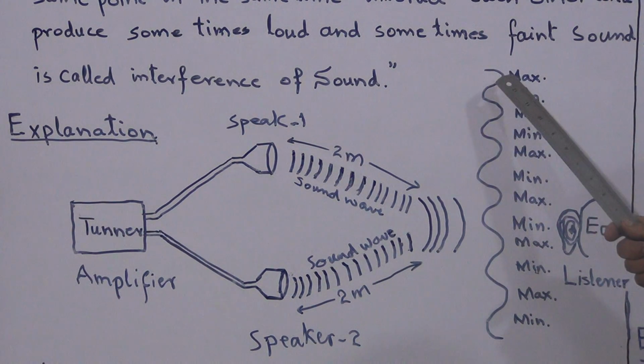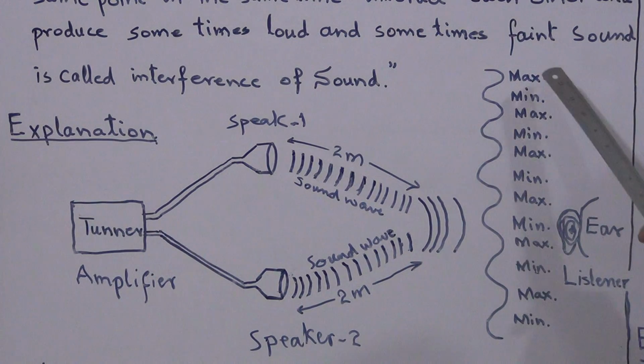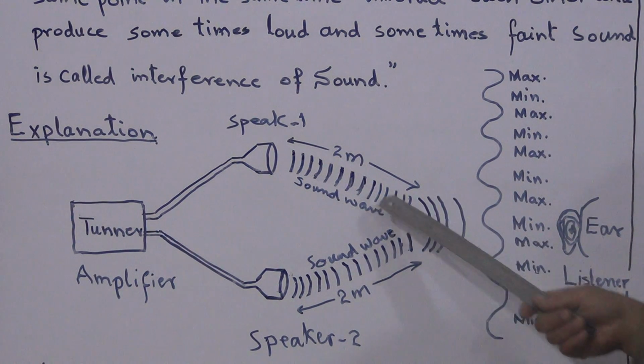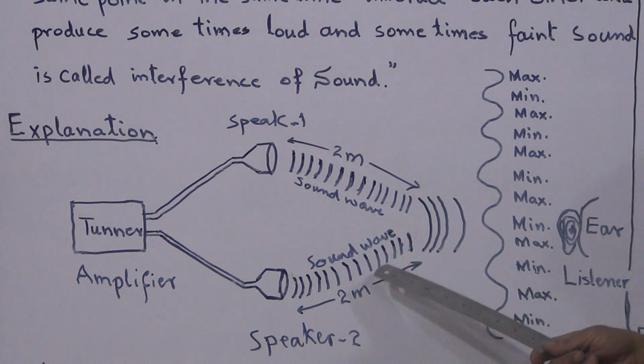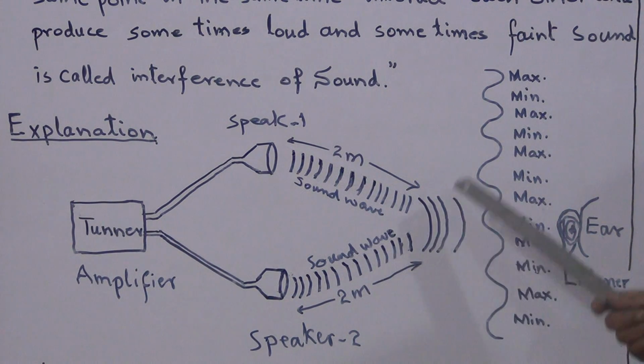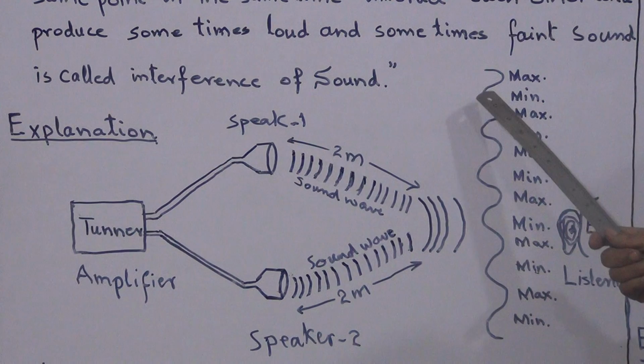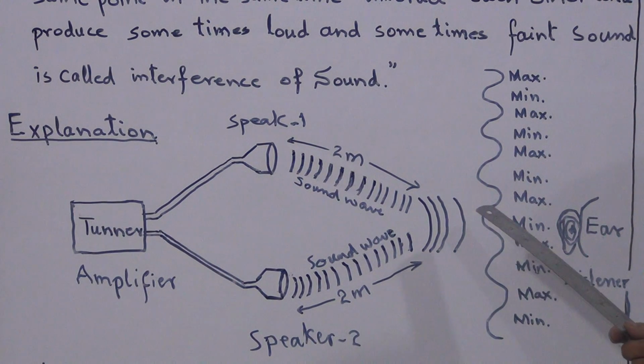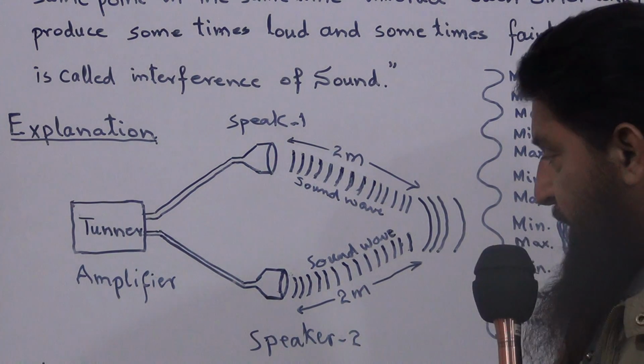Likewise, this graph shows the maximum and minimum sound wave due to the interference of two waves. Both the waves interfere with each other and sometimes produce loud sound, sometimes produce faint sound. So this is known as the interference of sound waves. Now we can write it.